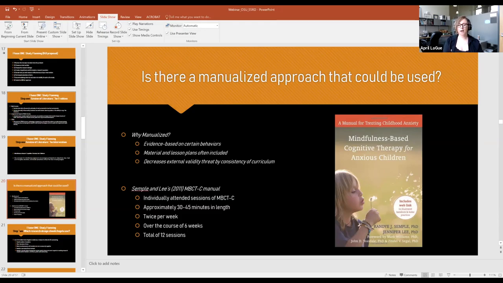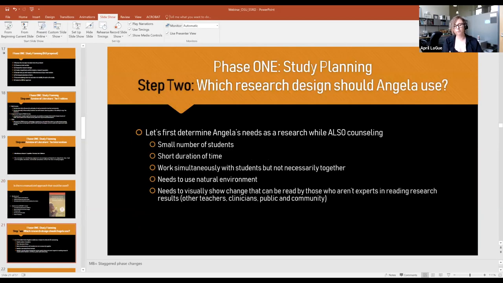And so, I can't stress enough the importance of using a manualized approach, if possible, depending on which behaviors you're measuring. So now she says, okay, I know I want to do multiple baseline. I know I want to do single subject. So what kind of single subject design is good for me?